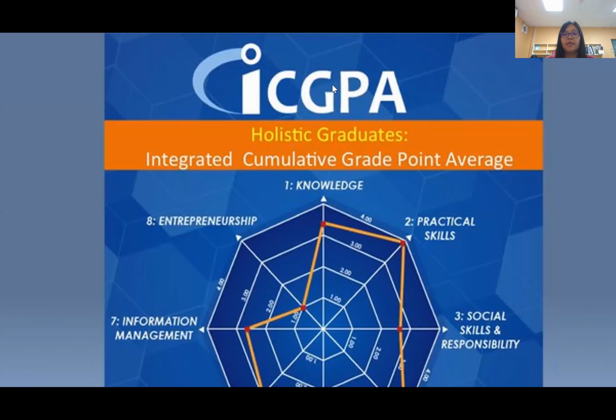And with this, we are trying to map a holistic graduate. After you graduate, you will have this kind of spider web, whether your knowledge is at a scale of 5 or scale of 4, and in this spider web you will see whether you are a well-rounded student or whether you skew to one skill. Now try to think back as if you are an employer. Do you want well-rounded employees, or employees with a certain skill? That is very subjective to different industries, of course.